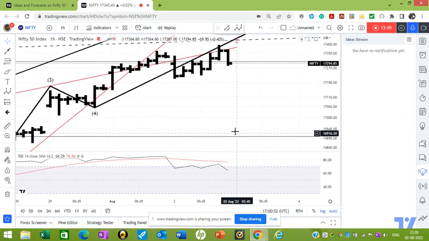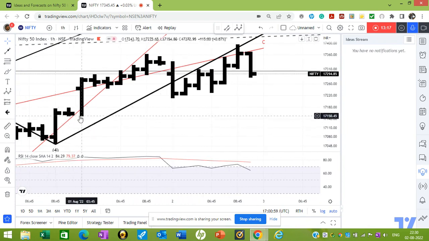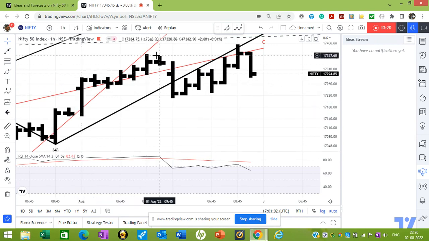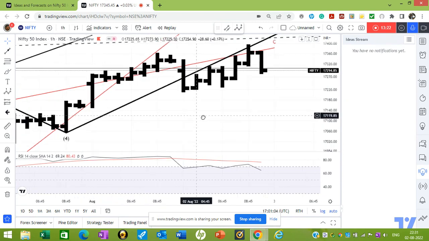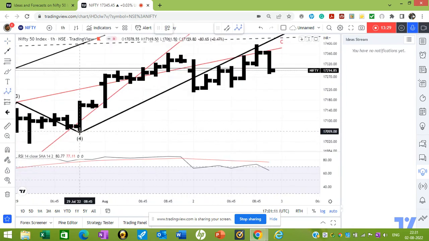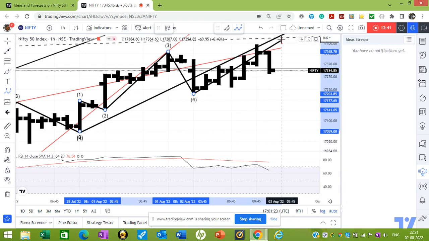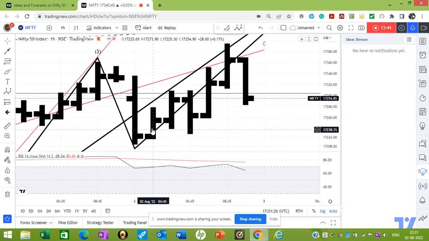So now let us come to the last part. One, two, extend the third wave. One, two, three, kind of there. Again, I mark the five waves. Say one, two. This whole thing would be three. This would be four, and this would be five. So I would say we are in the last of the last wave. And if this is a triangle wave, it looks like a triangle wave to me: one, two, three, four, and five.